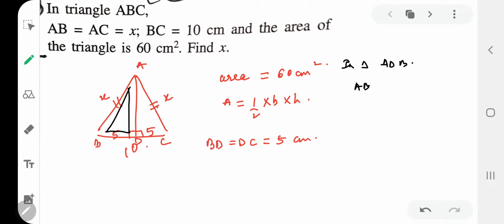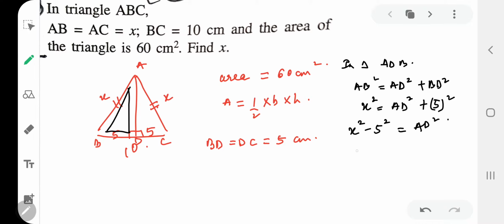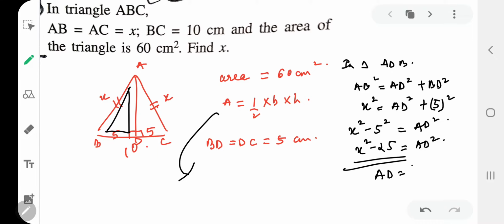ADB, AB square will be equal to AD square plus BD square. AB square is X square, AD square we do not have, and BD square is 5 square. So X square minus 5 square is equal to AD square, and that will be X square minus 25 is equal to AD square. It is given that area is 60. So AD will be root of X square minus 25.